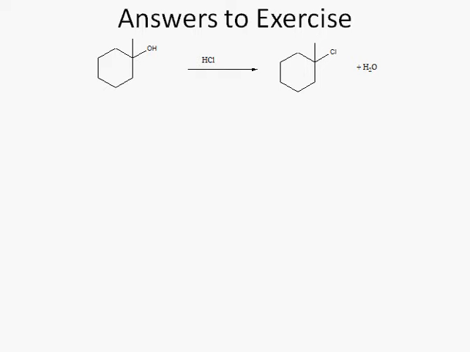So this problem is just another example of a mechanism problem. So first we have to classify our alcohol. Again, look at the carbonyl-carbon. You can see that it's attached to 3 other carbons. So this is a tertiary alcohol.